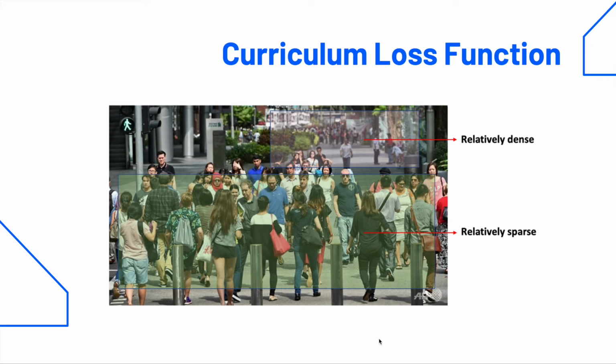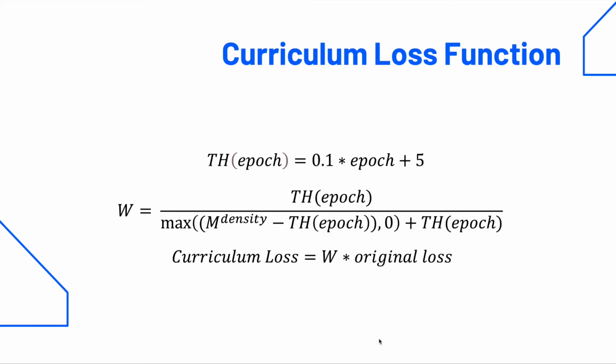Curriculum learning is the notion of beginning the learning process with the easy parts and progressively moving to the more difficult parts. The loss function is designed such that the model will learn from the pixels from the sparse region in each image, and then move on to the dense part. It is achieved by the dynamic threshold and the weight matrix calculated based on the image density map and the threshold.